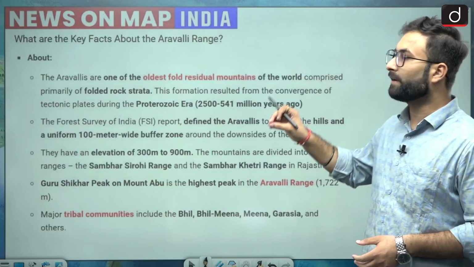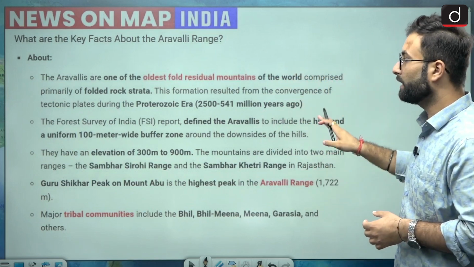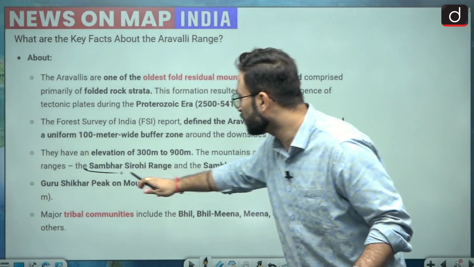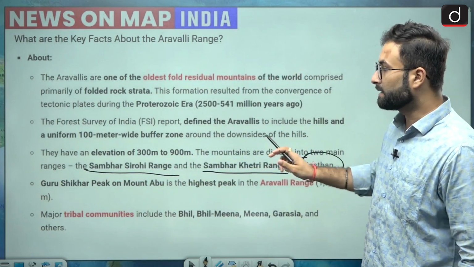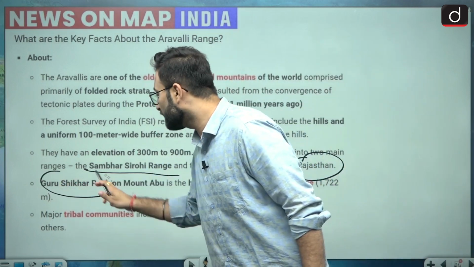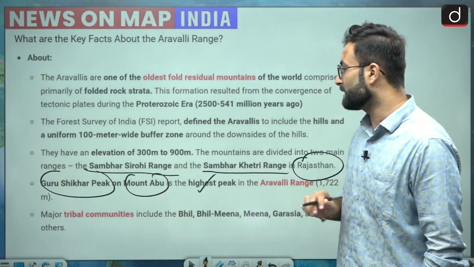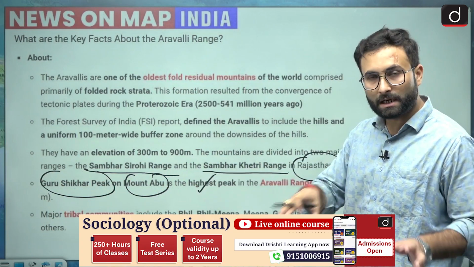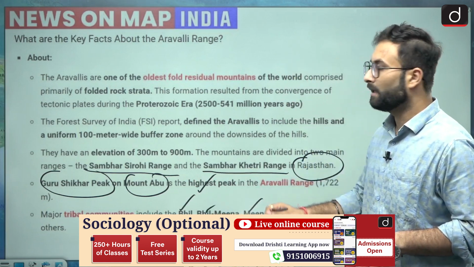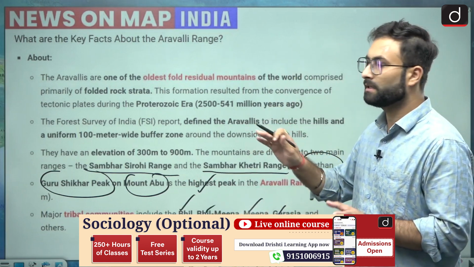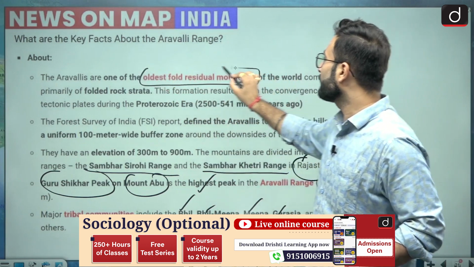Now there are certain key factors which are given over here about the Aravallis. You can go through these factors over here. Now here you can see the Sambhar Sirohi range and the Sambhar Khetri range in Rajasthan. Second thing is when we talk about the Guru Shikhar peak, that is in Mount Abu in the Sirohi district of Rajasthan. This is the highest peak. Now the tribal communities living in the vicinity are Bhil, Meena, Garasia and others. This is something you have to keep a tab on. This is the oldest fold residual mountains.